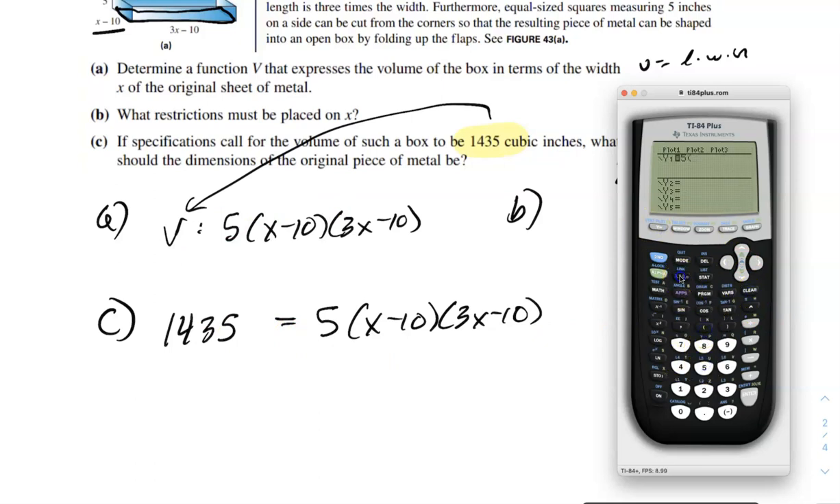5 times x minus 10 times 3x minus 10. And then over here, 1435. Now, my window, I'm probably going to keep it around the same, -5 to 60, because I could see my sides here. I need to go 1435. 2000 is already bigger than that, so I'm going to graph it here. I think it's good.